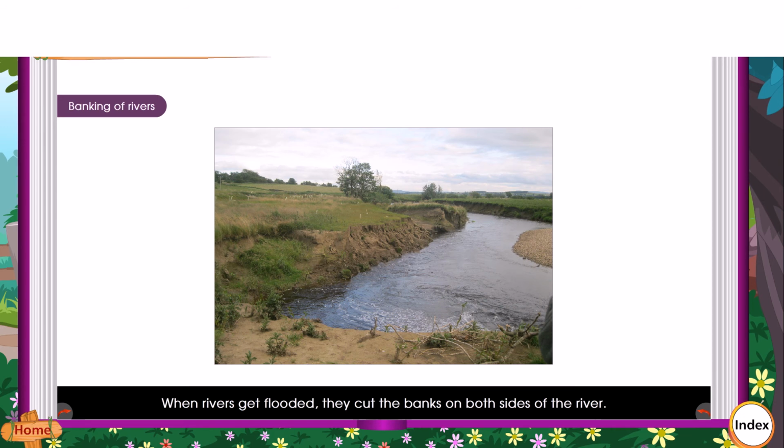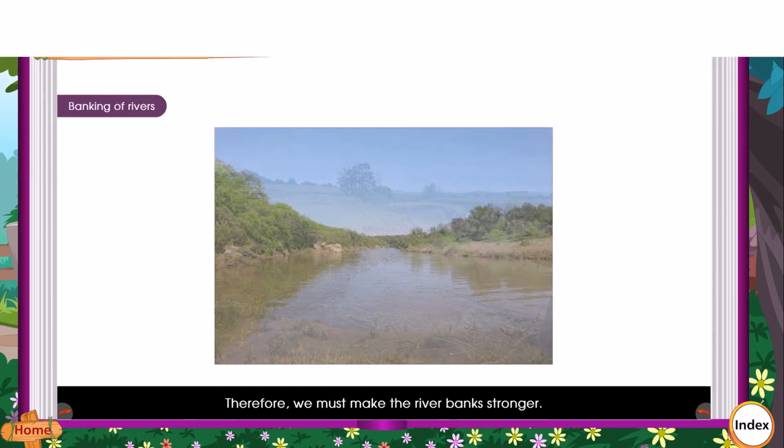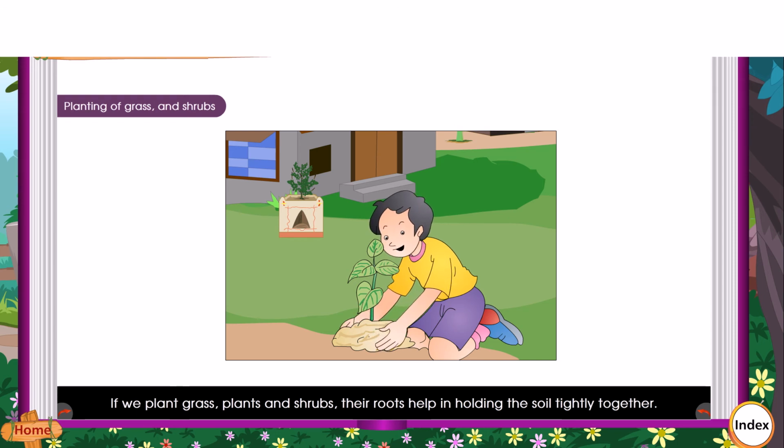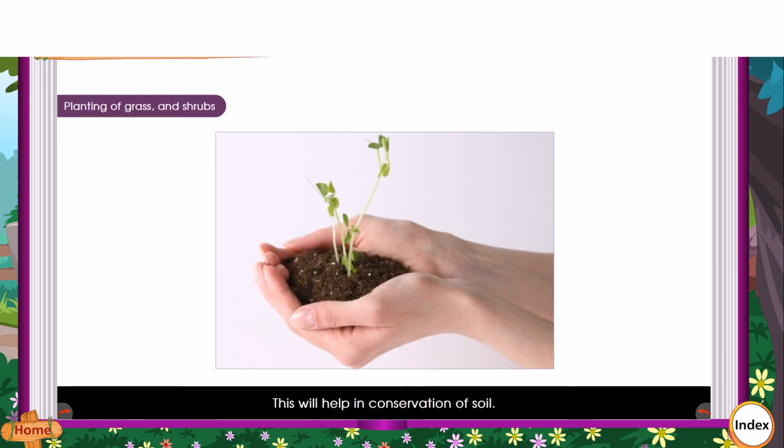Banking of rivers. When rivers get flooded, they cut the bank on both sides of the river. Fertile soil on both sides of the river is washed away. Therefore, we must make the river banks stronger. Planting of grass and shrubs. If we plant grass, plants and shrubs, their roots help in holding the soil tightly together. This will help in conservation of soil.